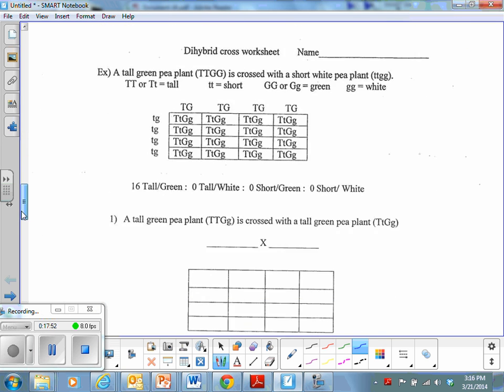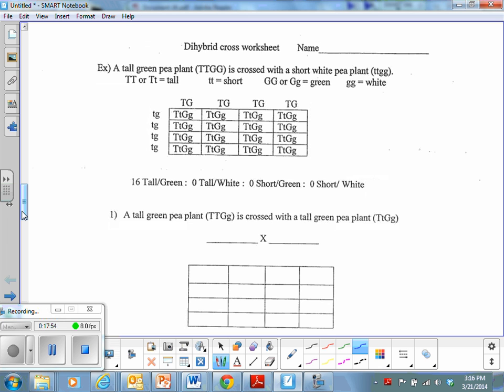Okay, moving right along. We're out of guinea pigs, and we're on to pea plants. So this first part right up here is just an example of everything that you need to write in these particular questions. It says a green pea plant, homozygous dominant, is crossed with a short white pea plant, homozygous recessive. And it showed you the cross, and it showed you how to write down the phenotypic results.